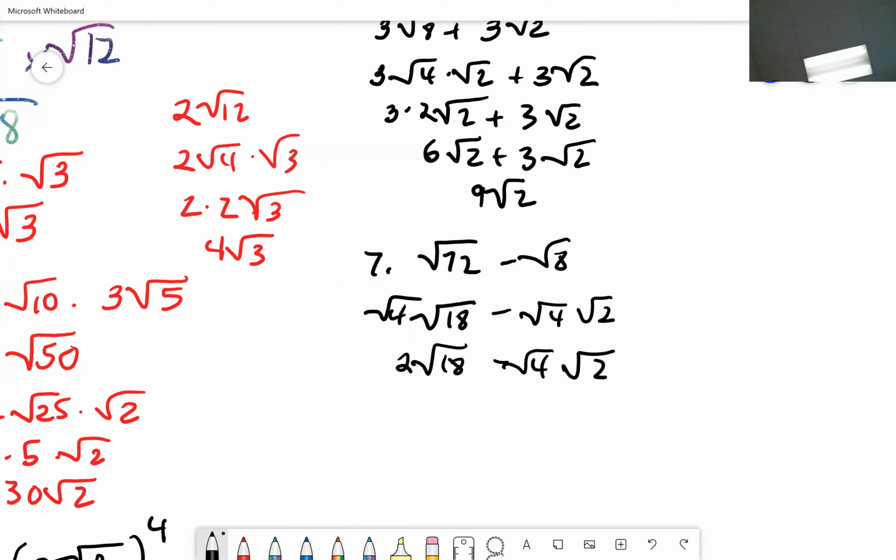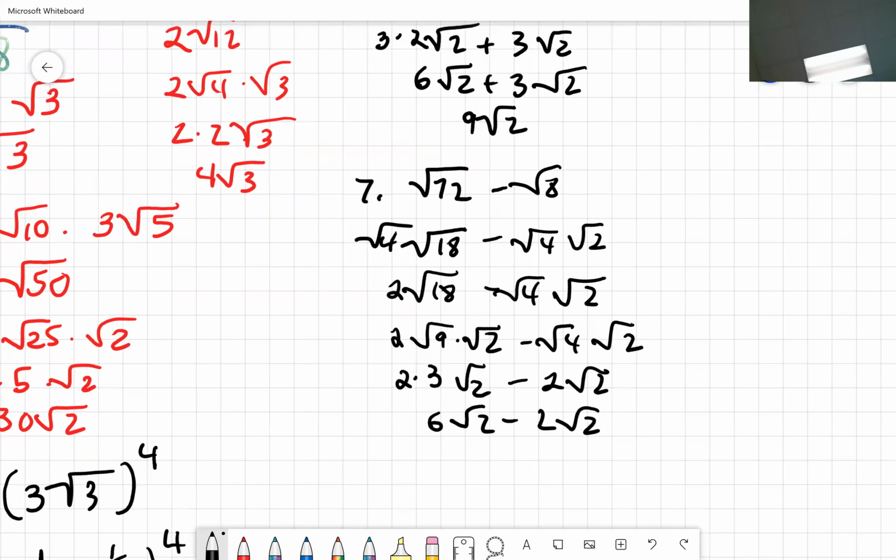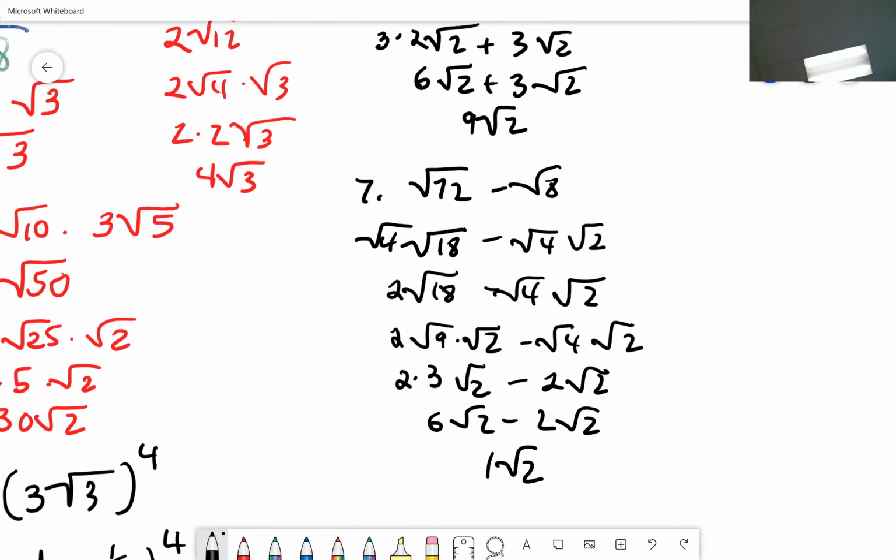And then you got 2 square root of 9 times the square root of 2 minus the square root of 4 times the square root of 2. So it's 2 times 3 square root of 2 minus 2 times the square root of 2. 6 square root of 2 minus 2 square root of 2, which is 4 square root of 2. And the 4 didn't come out.